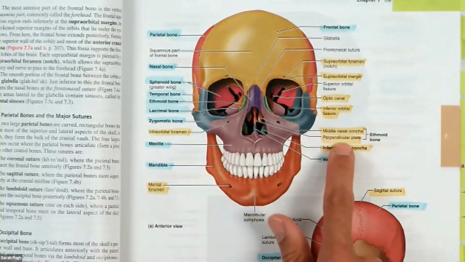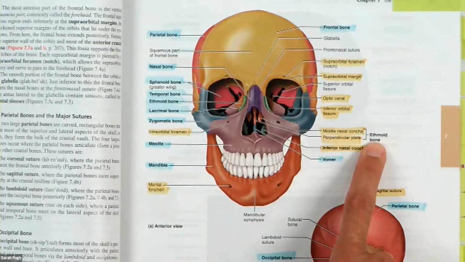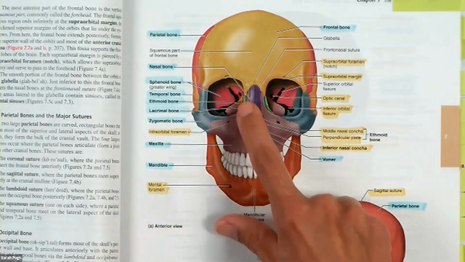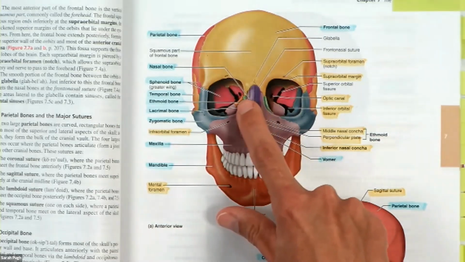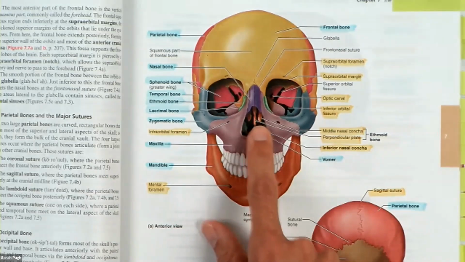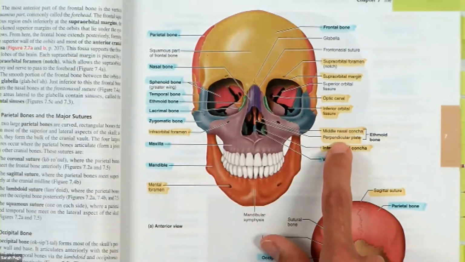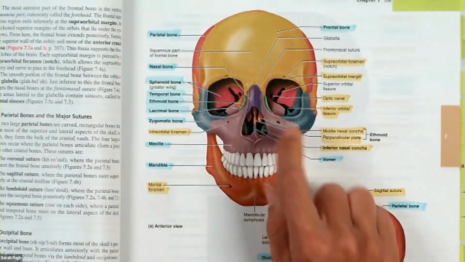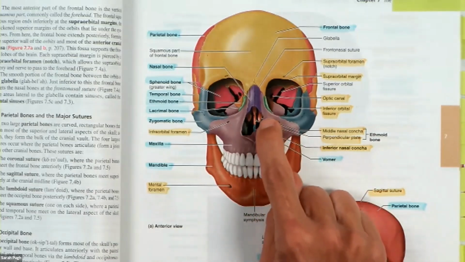Now we move down in here and notice that these next two bone markings are in the ethmoid bone. Okay, the ethmoid bone, you can see it from here. It's this orange color. You can also see it up in here in the eye socket. Now notice that these both are in the ethmoid bone. You have something called the middle nasal concha. You actually have folds inside of your nasal cavity.